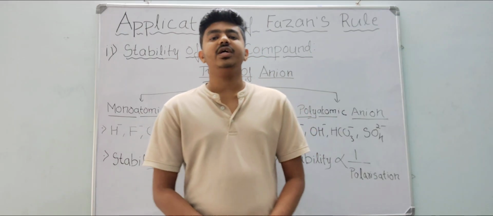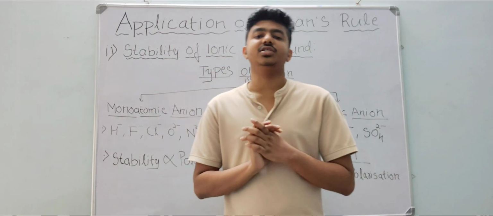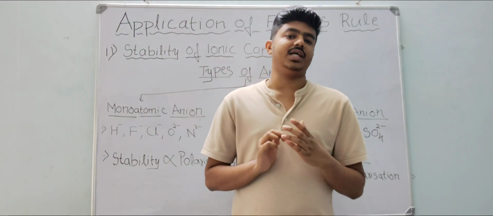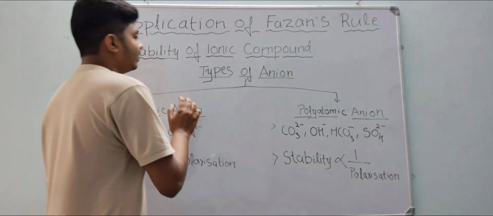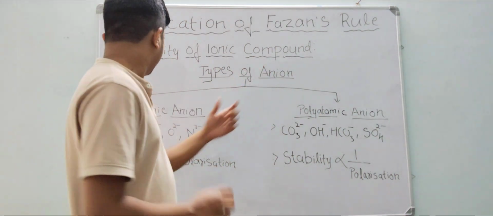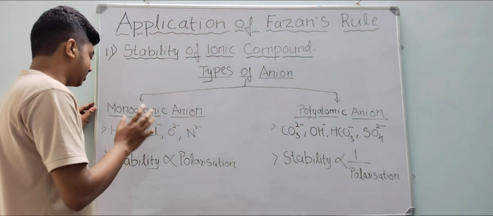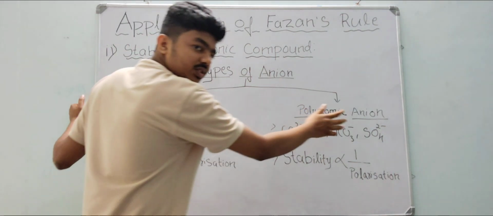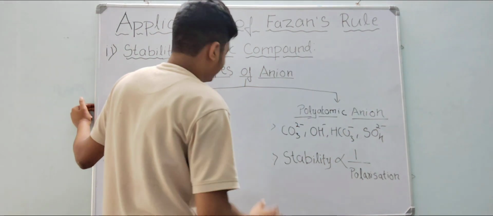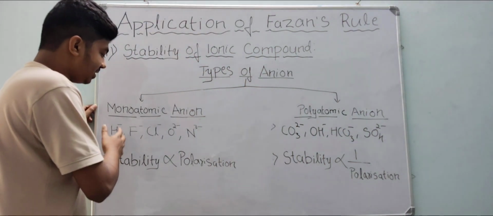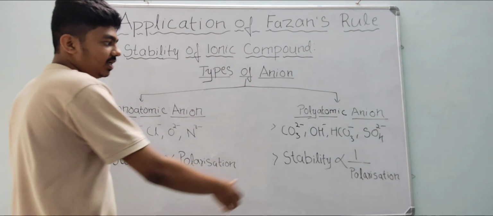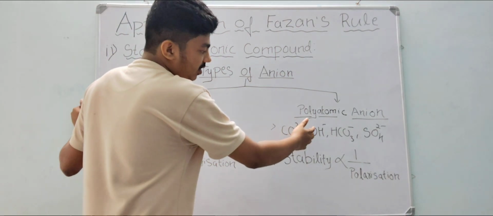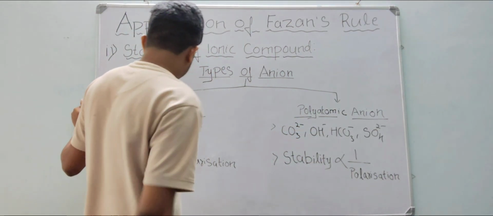Hello everyone. Today we are going to study the second application of Fajan's rule, that is the stability of ionic compounds. We can classify anions into two types. One is monoatomic, which contains only one atom, and the second is polyatomic, which contains more than one atom. For example, H minus and F minus are monoatomic. For polyatomic, it is carbonate, OH minus, SO4 2 minus.